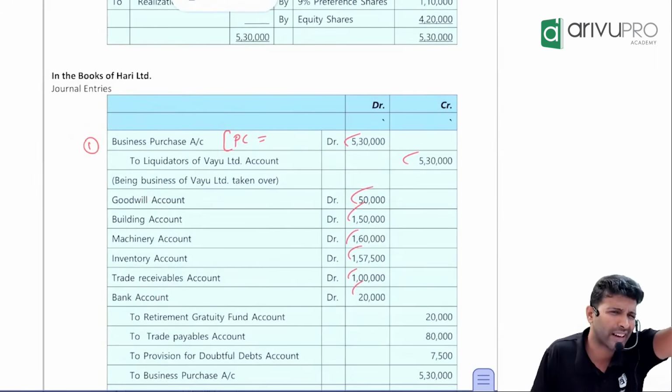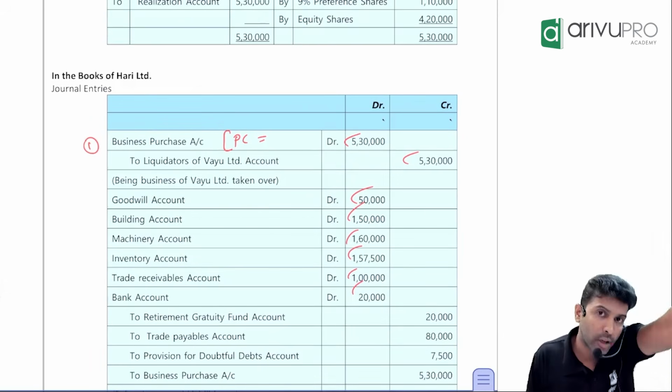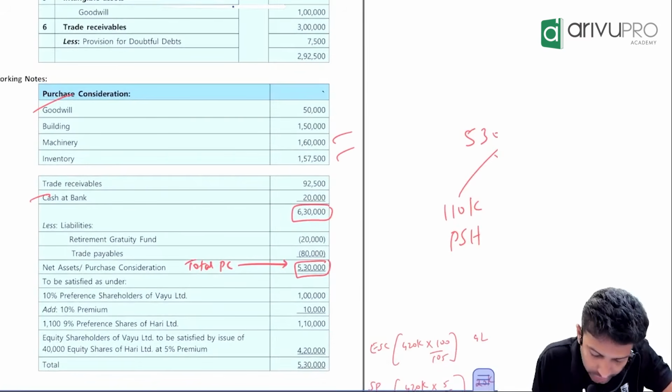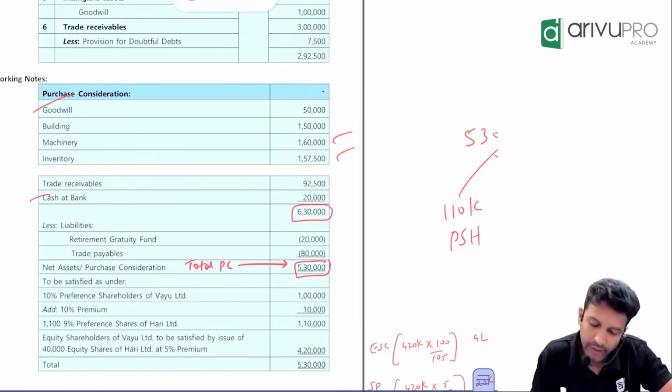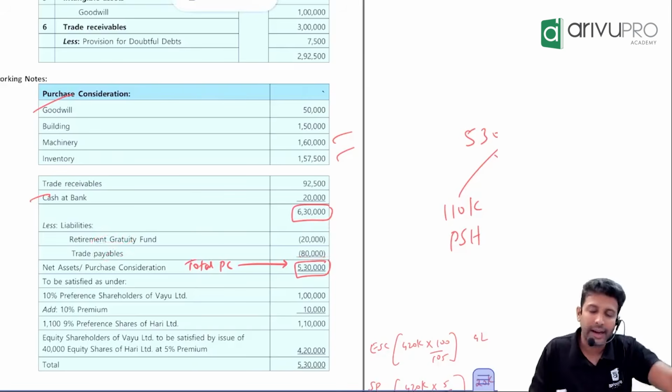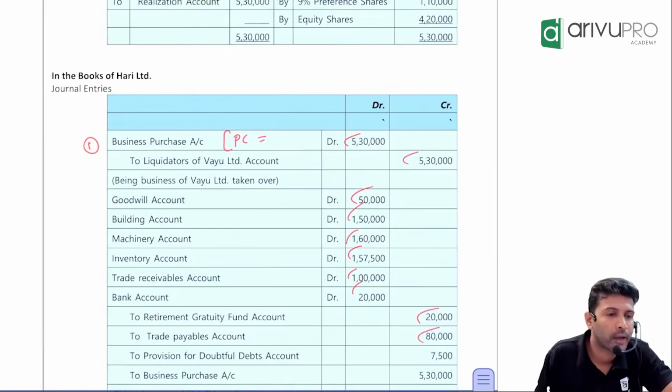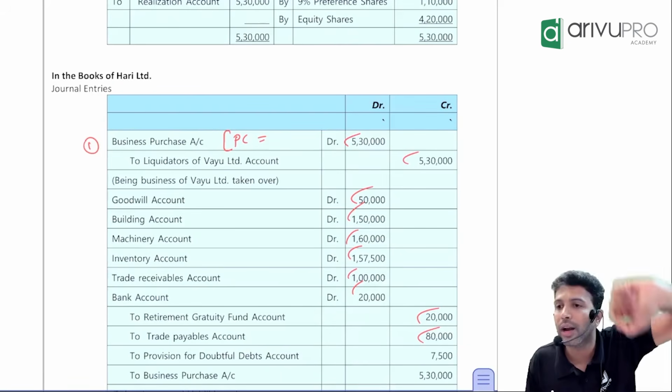Any doubt? Quickly reviewing. Hope this is okay with you. Yes. All assets you will debit. Will you only get assets, or also liabilities? 3 liabilities I think we took over. What are those? I think 2 rather. Gratuity and trade payable. How much? 20 and 80. So that we will credit. Yes, sir. So assets account debit to liability account.